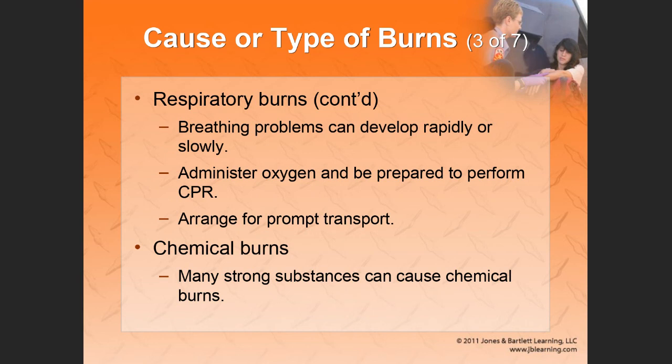Arrange for prompt transport. For your chemical burns, can be dry chemical, can be acid or alkali, and there are other chemicals. And usually the chemical plants have MSDS documents that outline specific measures that should be followed for specific chemical exposure. If it's a dry chemical, the dry chemical needs to be brushed off the patient. So if it's on their clothing, you need to cut off the clothing. And then you brush off the dry chemical, and then you irrigate, run water over the patient. And for chemical burns, it's 15 to 20 minutes of running water on them.